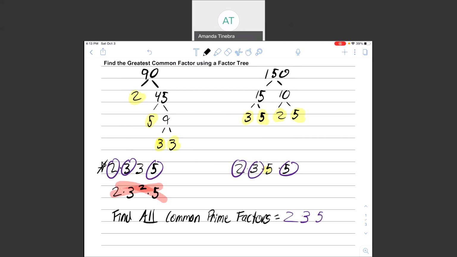Okay? So now that I found all the prime factors, 2, 3, and 5, to find the greatest common factor, I'm just going to multiply those. So I'm going to do 2 times 3 times 5. That equals 30. And that is my greatest common factor. So all I had to do for my first step was make factor trees.